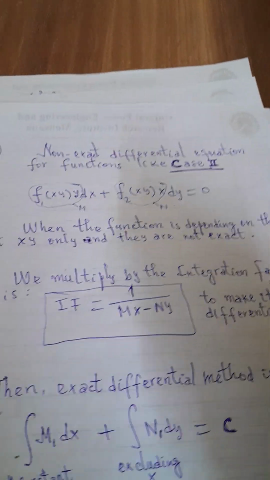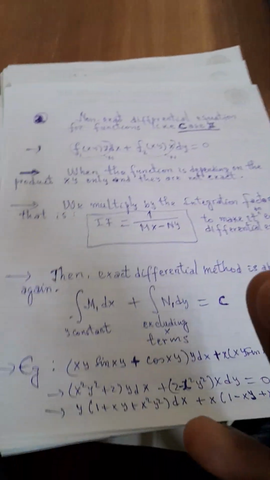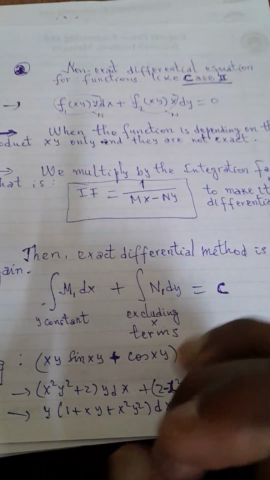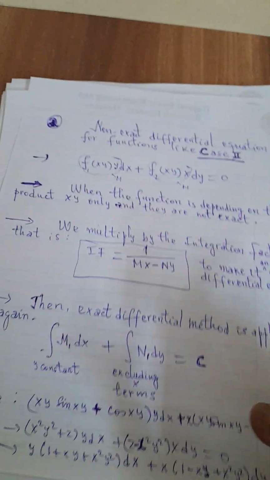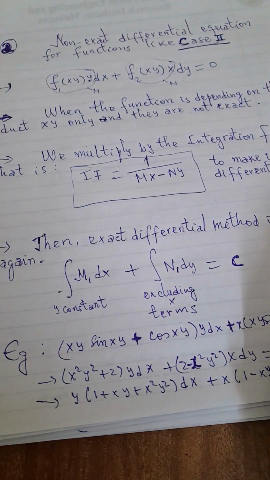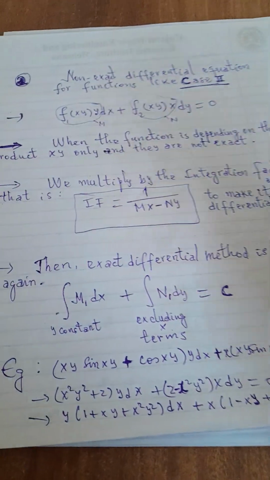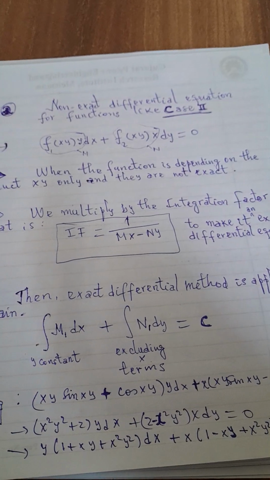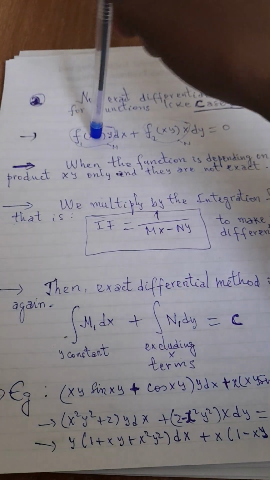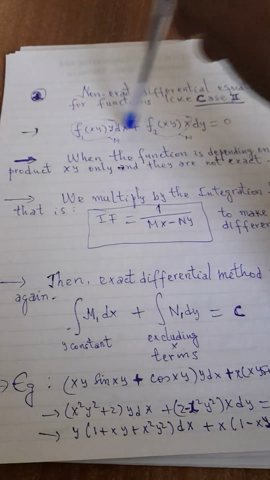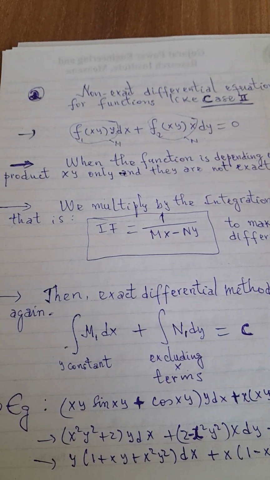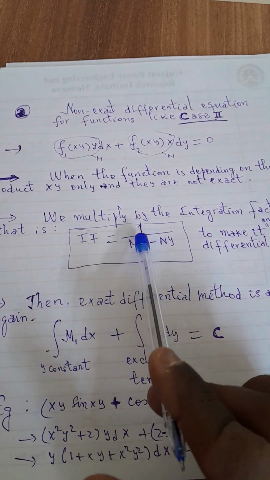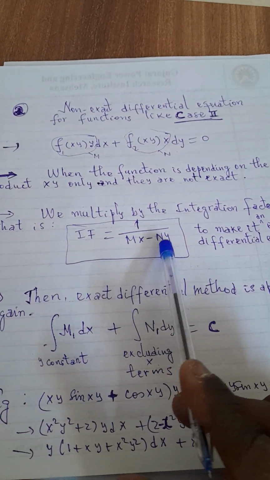So as we know, whenever a function is non-exact, we can reduce it to an exact form just by multiplying the non-exact differential equation by the integrating factor. And when the function looks like this, the integrating factor will be 1 upon Mx minus Ny.